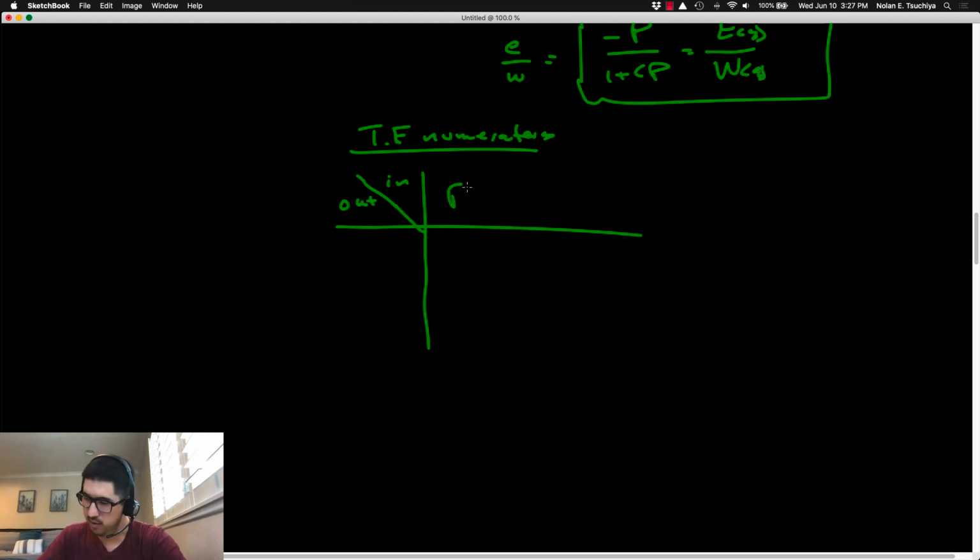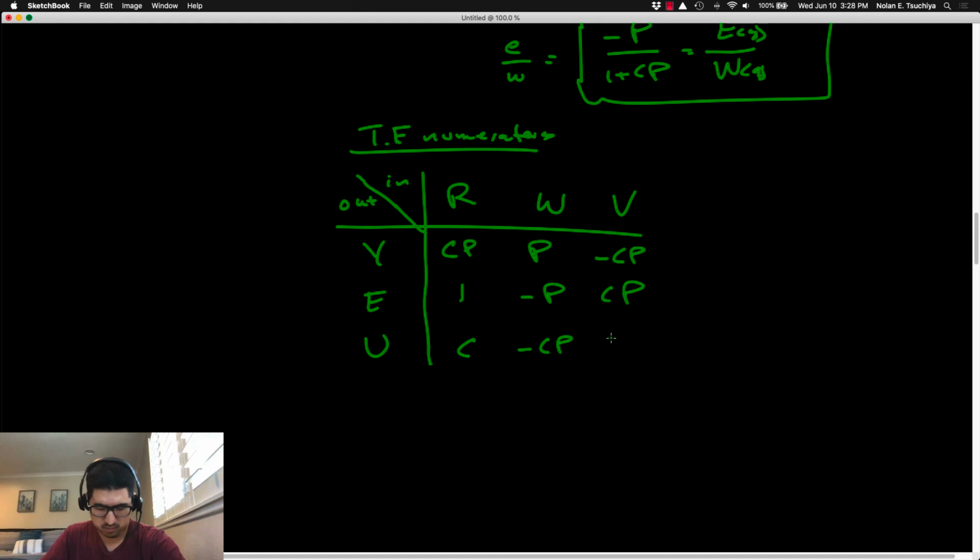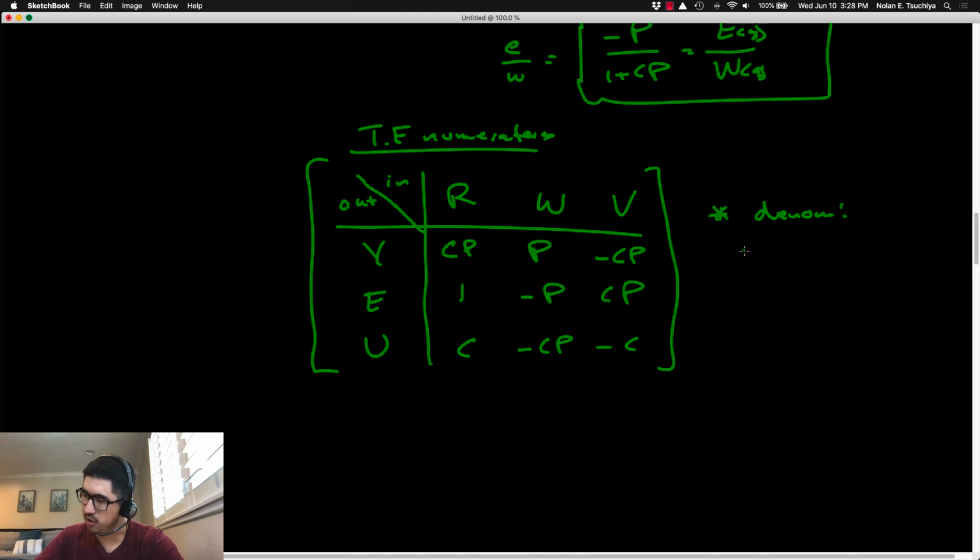So the inputs are R, W, and V. Outputs are Y, E, and U. And the transfer function numerator from R to Y, we've already computed that one. It's CP. The transfer function numerator from W to E is minus P. That's the one we just computed. And then this is going to be the rest of them. Okay, so this is like a matrix of the transfer function numerators. Now the key here is that the denominator is always the same. It's always 1 plus CP.